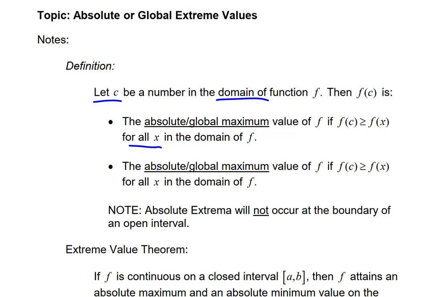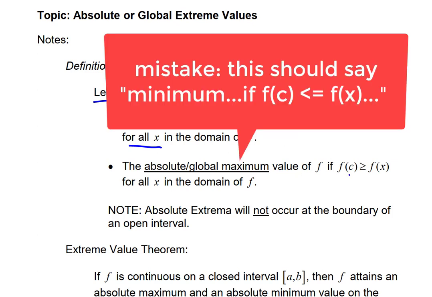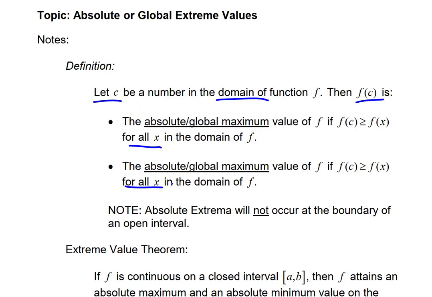Or secondly, this value f of c is an absolute or global maximum value of f if f of c is greater than or equal to all f of x for all x in the domain. Note, absolute extrema will not occur at the boundary of an open interval.